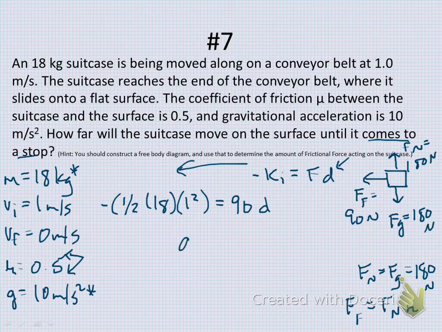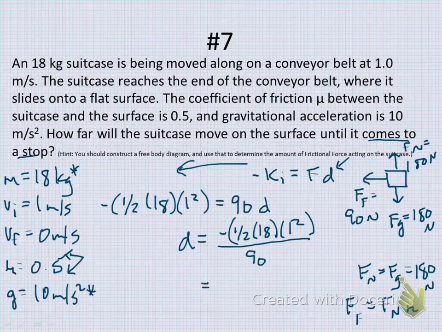So rearranging that, we get that displacement is equal to the negative 1/2 times 18 times 1 squared divided by 90. And that comes out to be 9 divided by 90, which comes out to be 0.1 meters of distance before it comes to a stop.